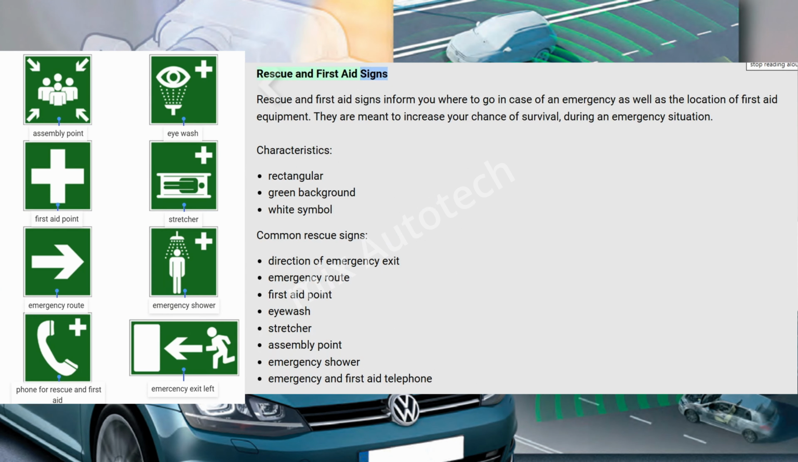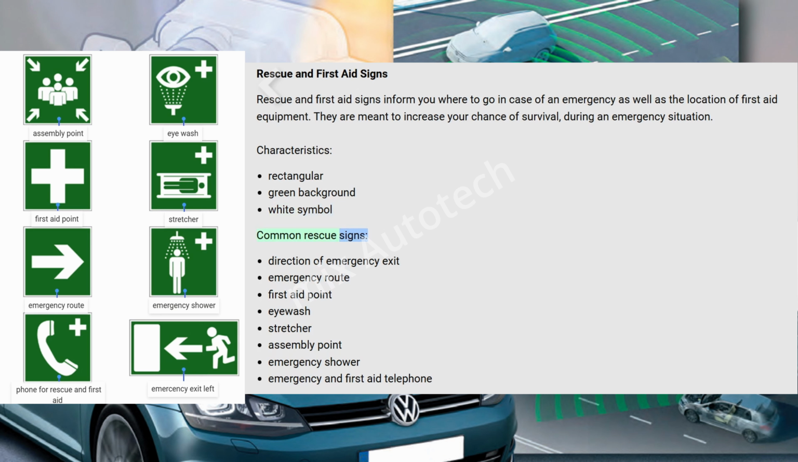Rescue and first aid signs. Rescue and first aid signs inform you where to go in case of an emergency as well as the location of first aid equipment. They are meant to increase your chance of survival during an emergency situation. Characteristics. Rectangular. Green background. White symbol.